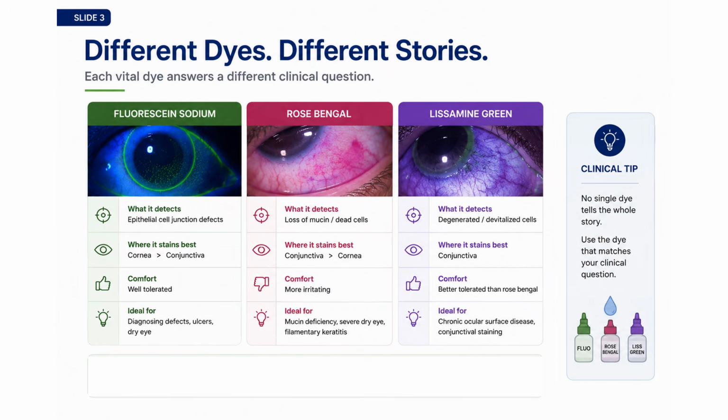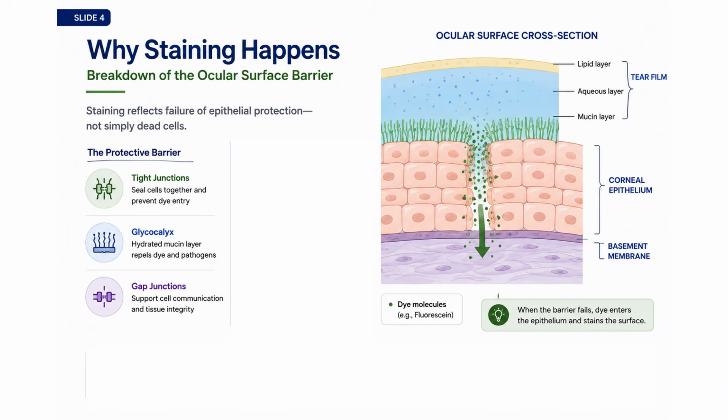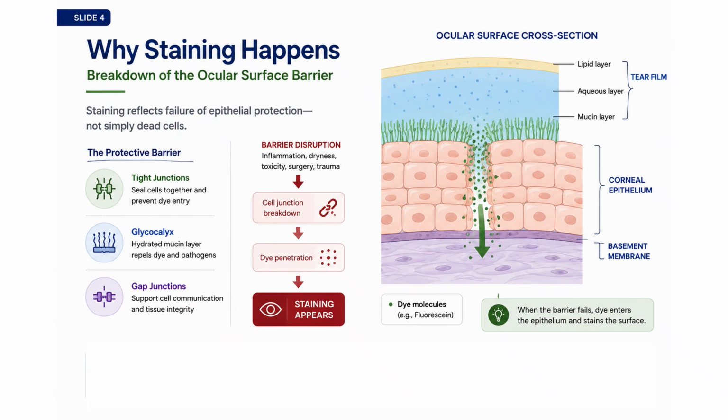There is no single dye which tells you the whole story. Usually, the dye that matches your clinical question is the dye you should choose. Choosing the right dye always helps you ask the right question and get the right answer. Do you know why the healthy cornea does not stain? Because it has tight junctions. The glycocalyx in the hydrated mucin layer repels the dyes and pathogens, and there are gap junctions which support cell communication and tissue integrity. When this protective barrier is disrupted, the cell junctions break down, there is dye penetration, and staining appears.